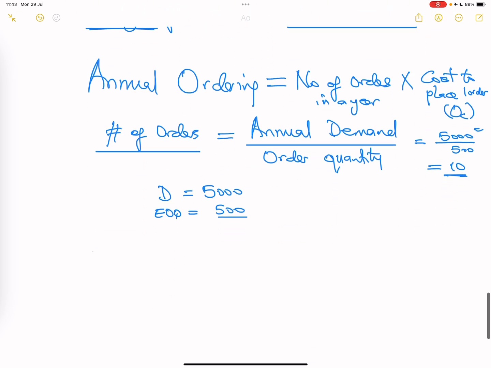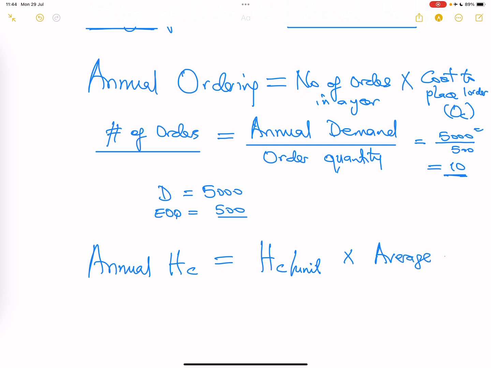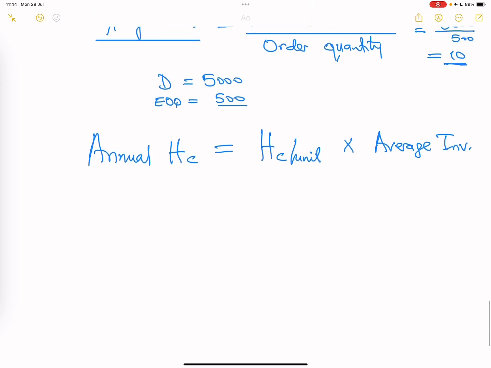For annual holding cost, so what we've done is the ordering cost. Now let's look at annual holding cost. That is a bit tricky, so pay attention. That is the holding cost per unit in a year multiplied by your average inventory. And I'm sure I can predict the next question in your mind. How do you calculate the average inventory?